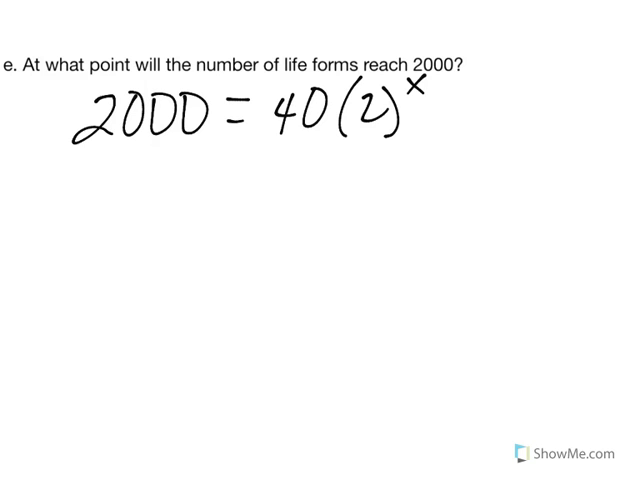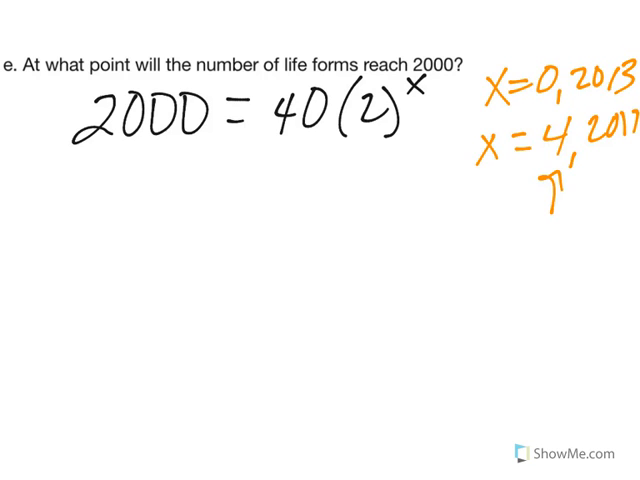Now, just to point it out, we know that when x is 0, that's 2013. When x is 4, that's 2017, because that's the data that we have. That's 4 years past. And we know that that answer right there is 640, right? That would be your y value. And we need something bigger than that. So this really becomes a guess and check, because we're not going to use logarithms, which is so sad because logs are fantastic mathematically. So I'm going to go ahead and pick something bigger than 4.